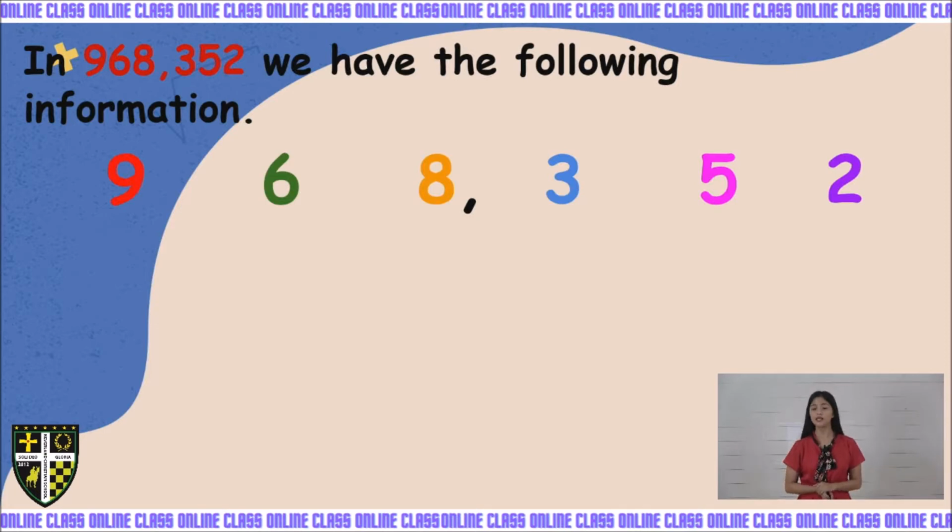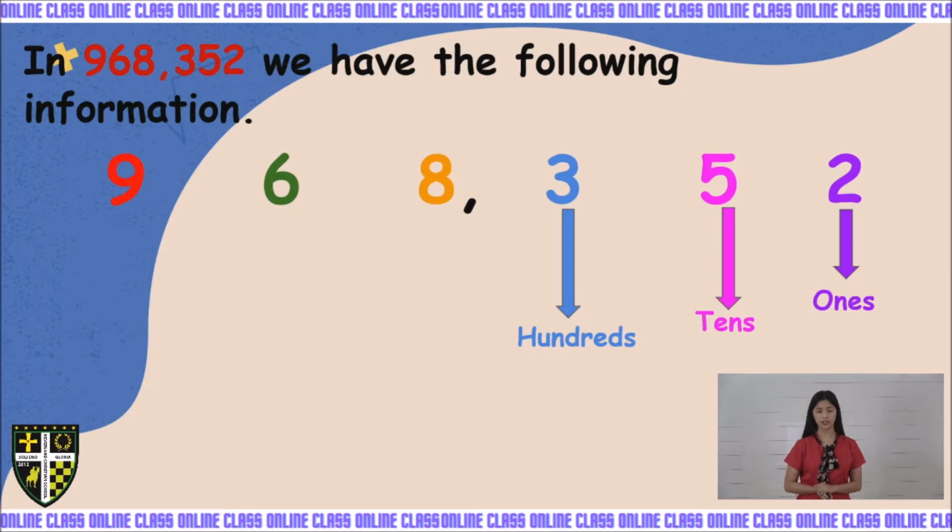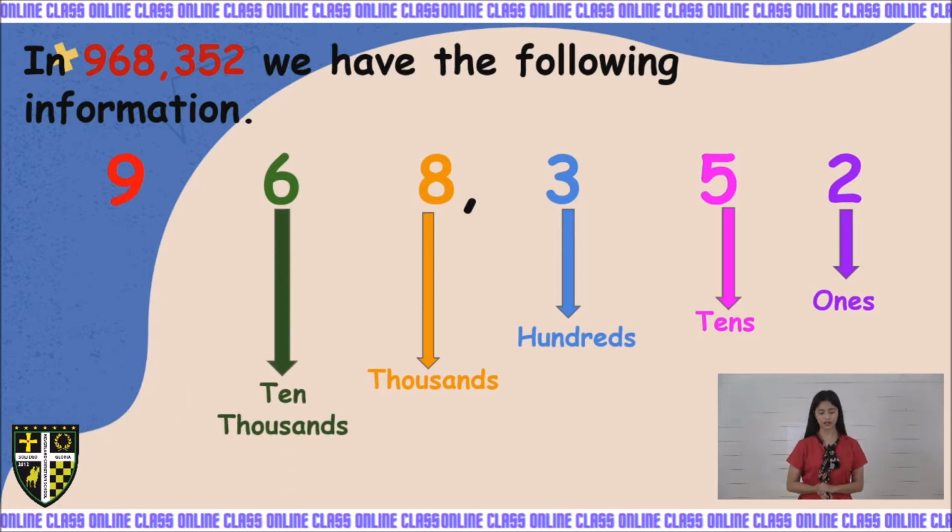So, it means 2 is on the ones place value, 5 on the tens place value, 3 on the hundreds place value, 8 on the thousands place value, 6 on the 10,000s place value, and 9 on the 100,000s place value.